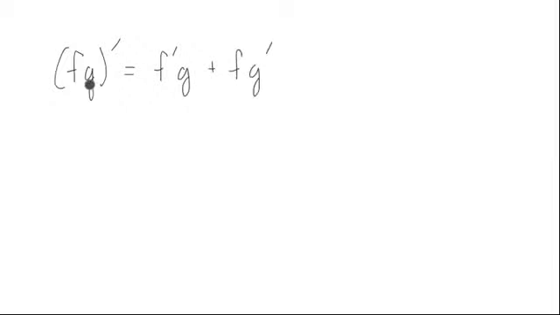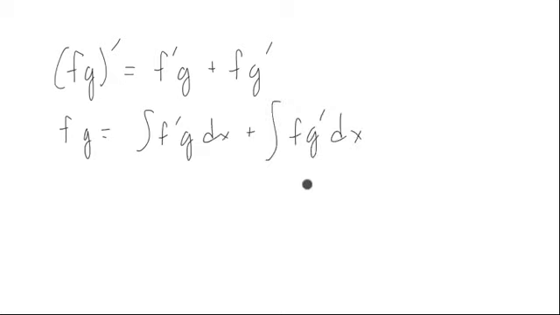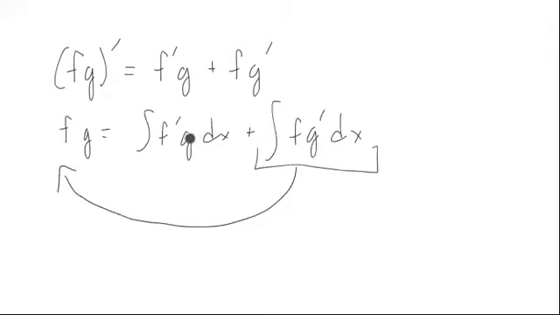Now, if we were to integrate all of this with respect to x, we'd end up getting fg is equal to the integral of f'g dx plus the integral of fg' dx. Notice these two integrals. What if switching one of them made it easier to integrate? That's what we do. Maybe one of them is easier to integrate, so we take whichever one is and subtract it over here. That's what we're going to be doing.